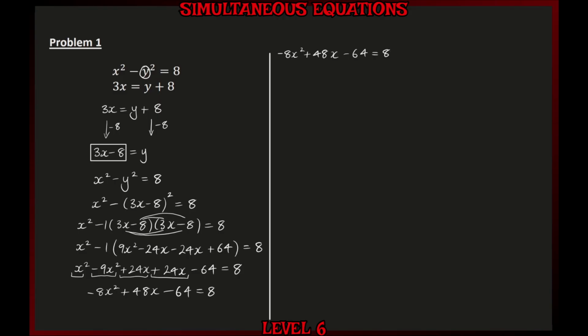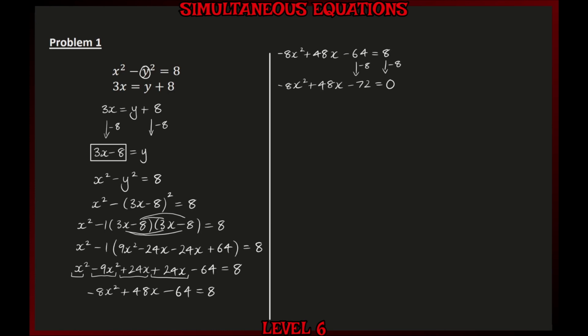To solve this quadratic, we now want to make one side equal to 0. The easiest way to do this is to subtract 8 from the right-hand side, and we need to make sure that we do the same on the left. So the equation becomes minus 8x squared plus 48x, minus 64 minus 8 is minus 72, and that's equal to 0. Now here we've got a minus 8 in front of the x squared, so we could go straight to the quadratic formula, substitute our values in and solve.